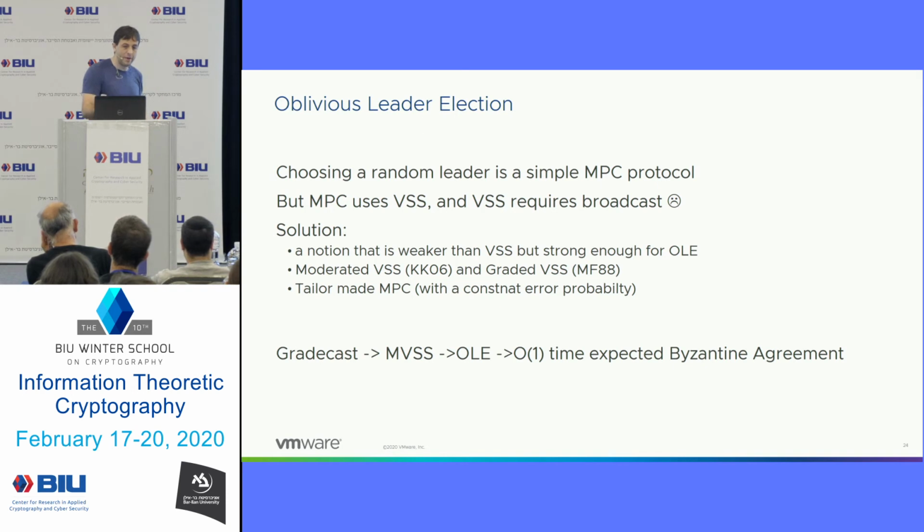Right, so the path here is that we build gradecast, and from gradecast we will build this moderated verifiable secret sharing, and from moderated verifiable secret sharing, oblivious leader election, and from oblivious leader election we will plug this into the protocol that we've seen to get a constant time expected Byzantine agreement protocol. Okay, so is the plan clear?